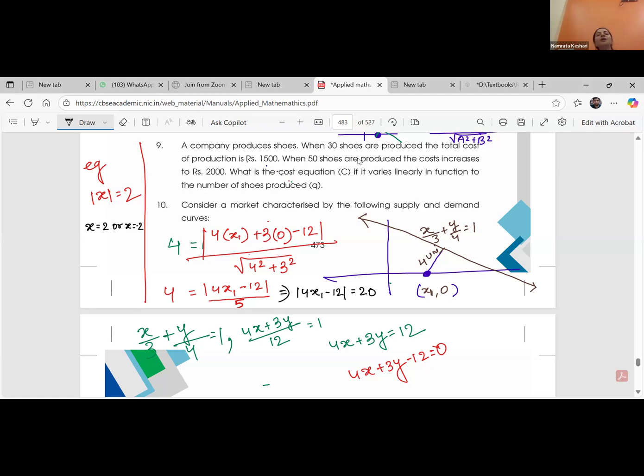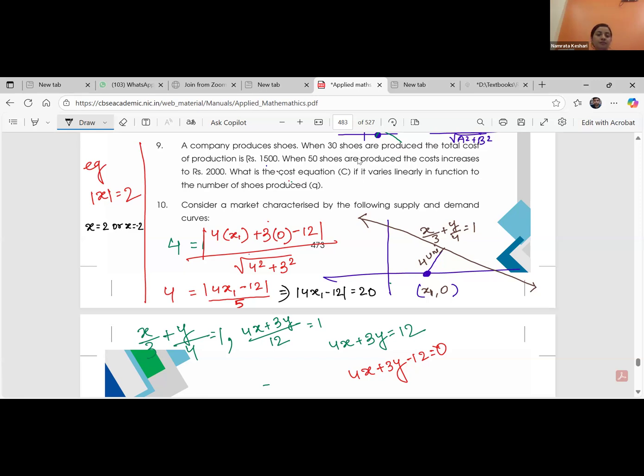Okay, this 4x1 minus 12 is equal to 20. That means the value from the mod, after solving 4x1 minus 12, was maybe positive 20 or maybe negative 20. Due to the mod, positive 20 is reflecting over here. Is it making sense?